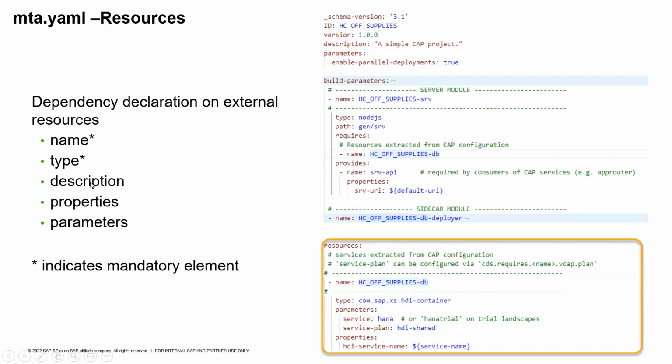Then we have this optional description text again, and then we have properties, which are again optional named variables containing the application specific configuration data. Then we have parameters, which are again optional named variables to be used by the deployer. For example, the amount of memory of the module, right?